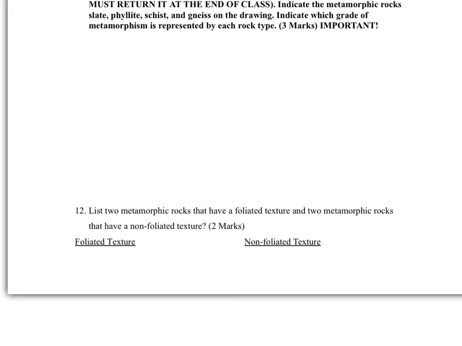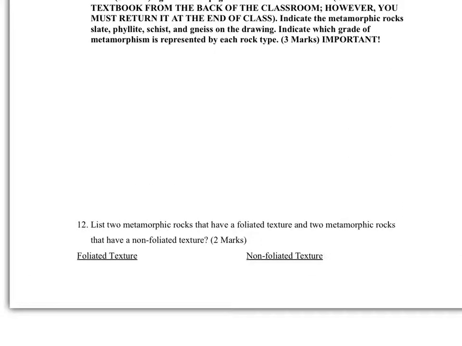List 2 metamorphic rocks that have a foliated texture and 2 metamorphic rocks that have a non-foliated texture. Well, for non-foliated, we only did 2. We did marble and we did quartzite. For foliated, we did 4. They only want 2, but I'm going to list all 4. Slate, phyllite, schist, and gneiss.